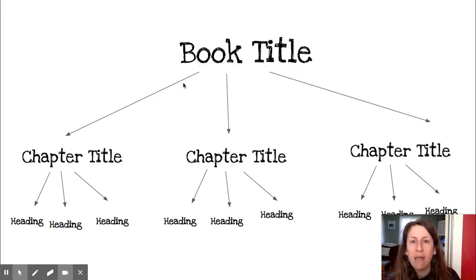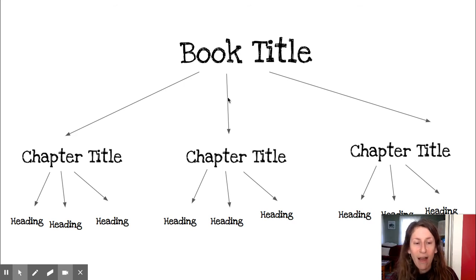So just to kind of recap, you have your book title at the top. Your book is then divided into chapter titles, and each chapter title is going to tell us the kind of information in that chapter. And then each chapter is divided up even into smaller sections with headings at the top that are going to tell us what is in each of those tinier sections. Okay, but you want to remember they're all related back to the larger title at the top.